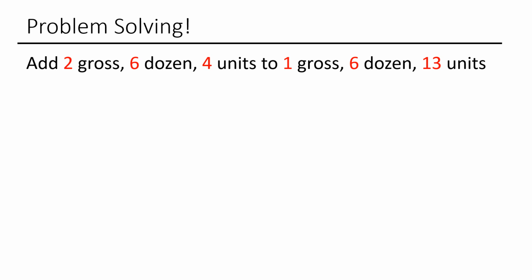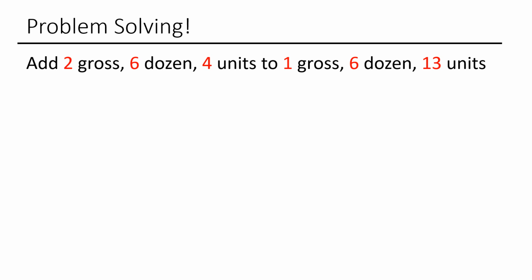All right, the last problem I want to look at is a problem-solving problem. And there's several of these on your homework, but I just thought I would use this example and go over this with you because they all work similar. This one was just intriguing to me because I had several students that asked me about this one. And so it says add 2 gross, 6 dozen, 4 units to 1 gross, 6 dozen, 13 units. Okay, now the first thing you have to do is understand gross, dozen, and units.